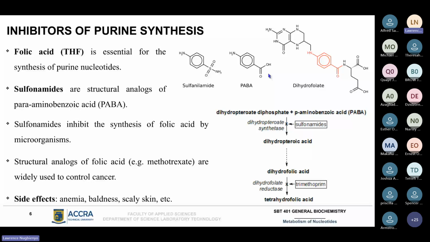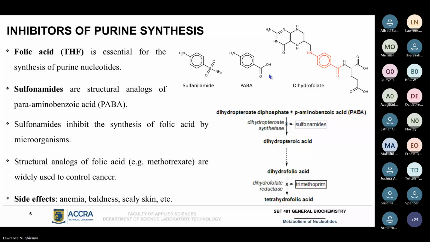Now, in bacteria, we have the synthesis of tetrahydrofolic acid, or tetrahydrofolate, occurring in the bacterial cell. So it means that tetrahydrofolate is synthesized in the bacterial cell.